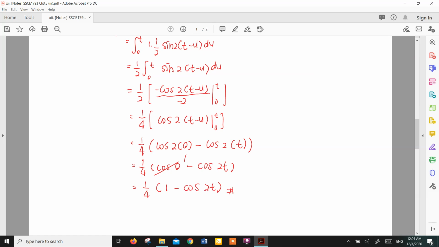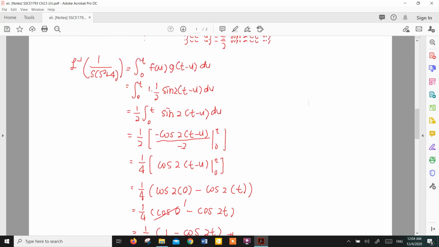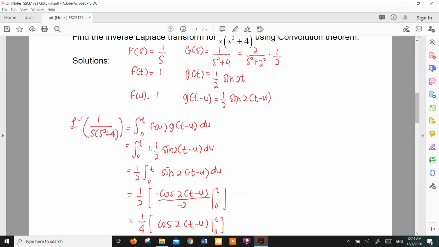So this is how to solve the inverse Laplace transform using convolution theorem. Much simpler as compared to partial fractions, right?